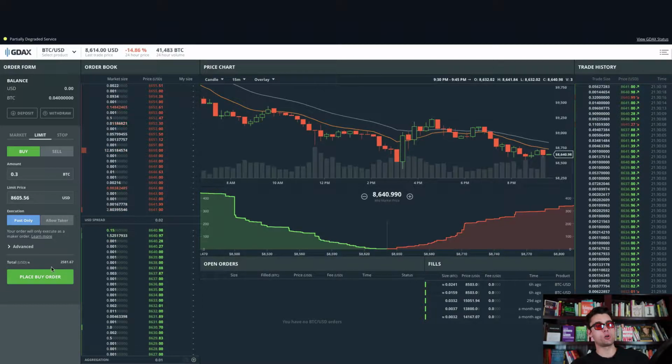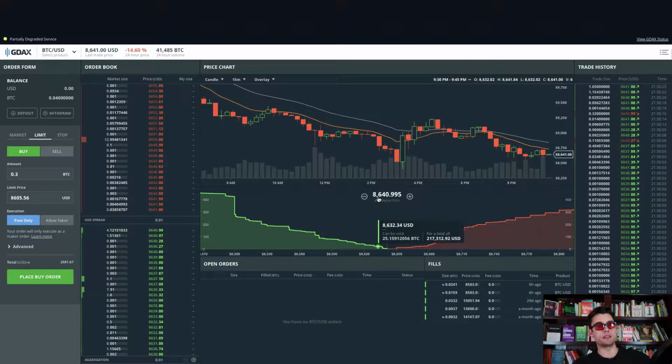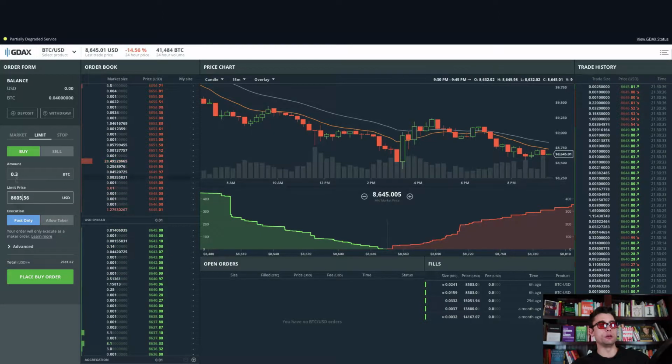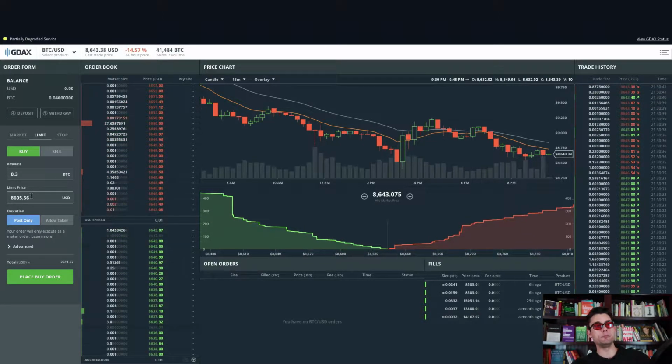And once you place your buy order, it'll be put under the open orders right here until it's actually filled. Now, here's the thing. Let's say right now it's 8,640 and my order is 8,605. I'm confident that it will hit this eventually, but if you wanted it to hit immediately, then I would put it at 8,642.